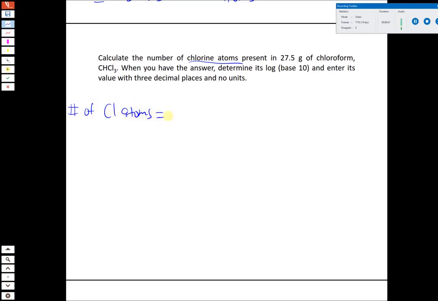And we're going to do a series of conversions until we get there. So we're going to start with 27.5 grams of CHCl3. Just like on the last problem, if we're looking for number of atoms especially, we have to go through moles. So we're going to convert this to moles first. And for that we use the molar mass, which is the sum of the atomic masses.